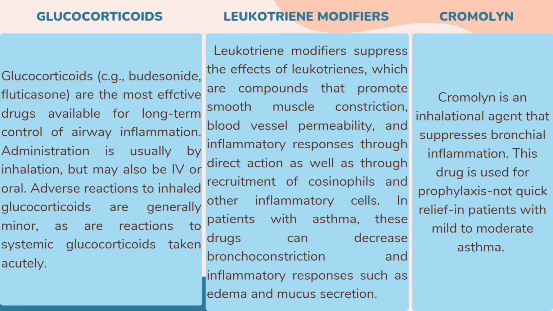Next is Zafirlukast. Zafirlukast was the first representative of a unique group of anti-inflammatory agents, the leukotriene receptor antagonists. The drug is approved for maintenance therapy of chronic asthma in adults and children 5 years and older. The mechanism of action. Benefits derive in part from reduced infiltration of inflammatory cells, resulting in decreased bronchoconstriction.